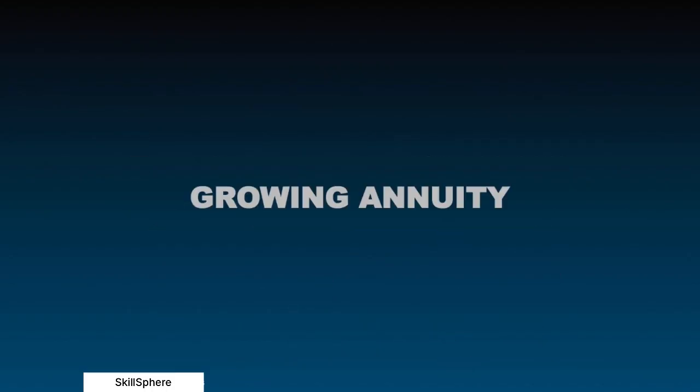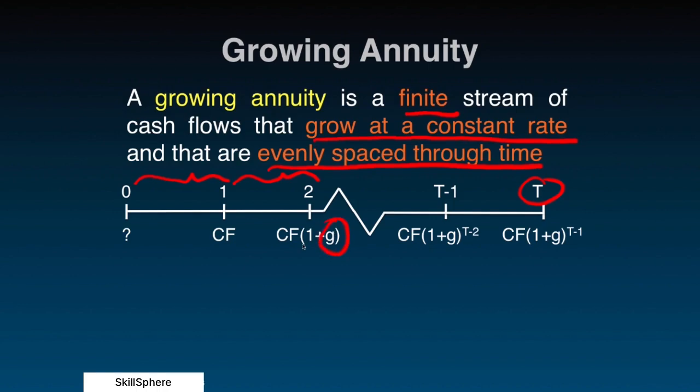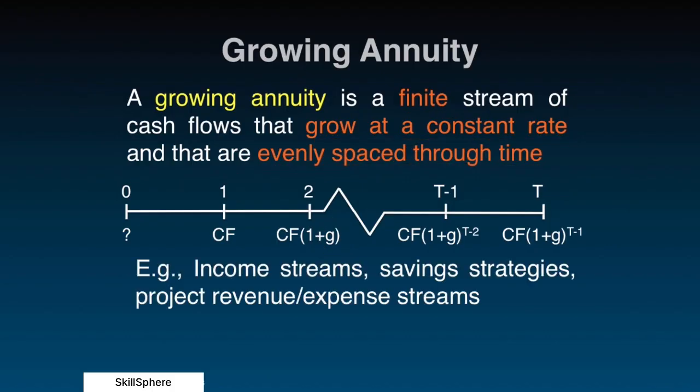Now let's turn to something called a growing annuity, which is, as the name suggests, just like an annuity but for the fact that the cash flows are growing. So it's a finite stream of cash flows, evenly spaced through time. But now the cash flows aren't constant, they're growing at a constant rate, G. And this type of cash flow stream pops up in a number of instances in practice.